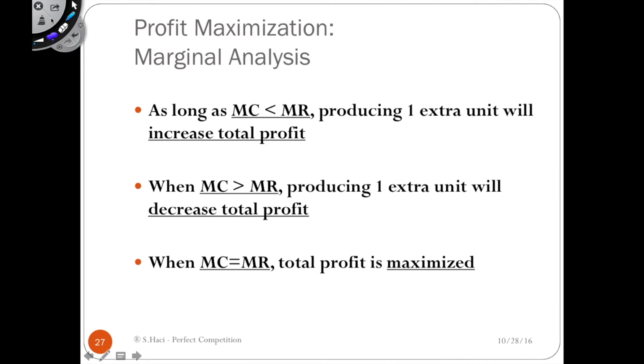So to summarize, as long as the marginal cost is below the marginal revenue, producing one more unit will increase profit. If, however, the marginal cost is greater, if you produce more, you will decrease your total profit. So your profit is maximized when marginal cost equals marginal revenue.